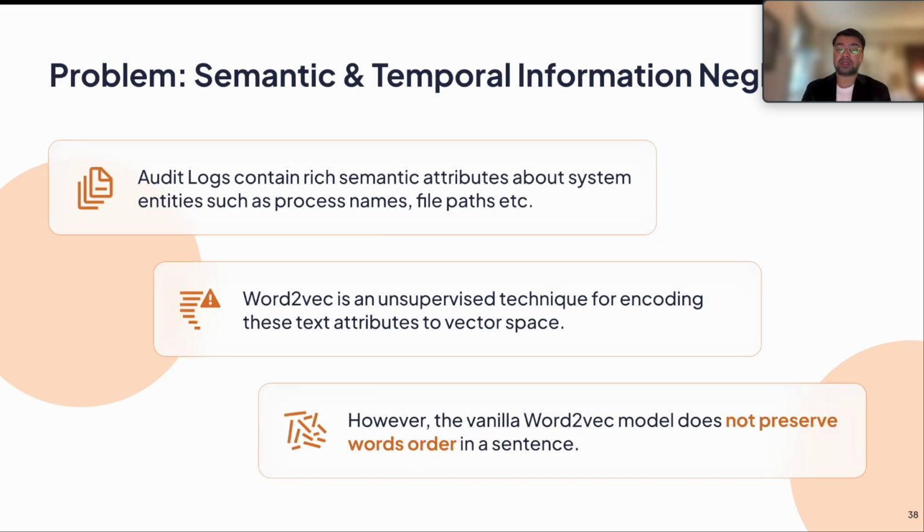However, the problem is that the vanilla word2vec does not preserve the words order in a sentence, which, as I will explain, is important for capturing the temporal ordering of events in audit logs and in the provenance graph.